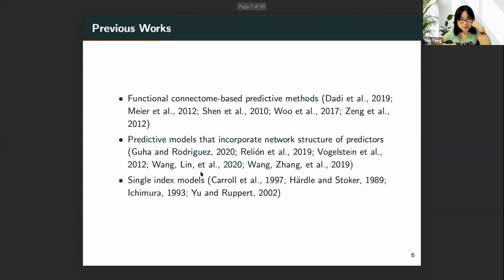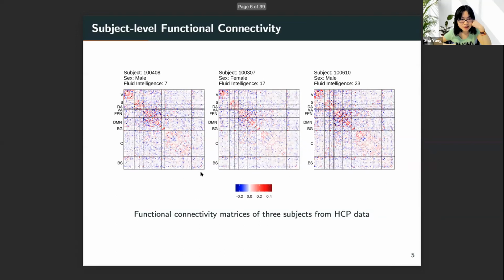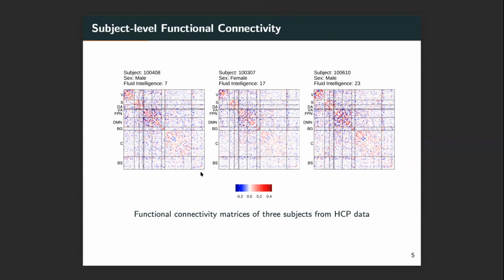Can you talk more about the fluid intelligence? Yeah, sure. So fluid intelligence is just something that the Human Connectome Project tracked. It's the result of the PMAT test. So they take a kind of an IQ-based test, and you get a numeric score. It's really a problem-solving kind of examination. Okay, so that is an outcome.